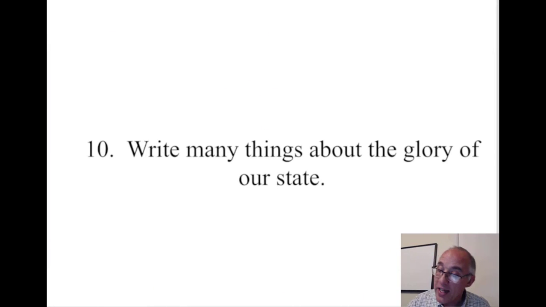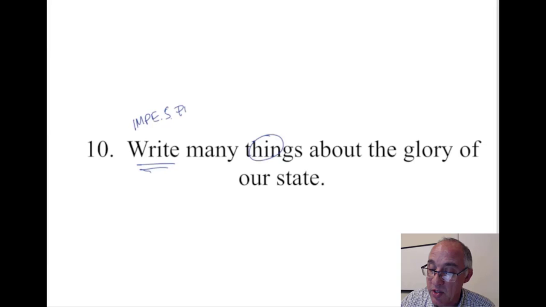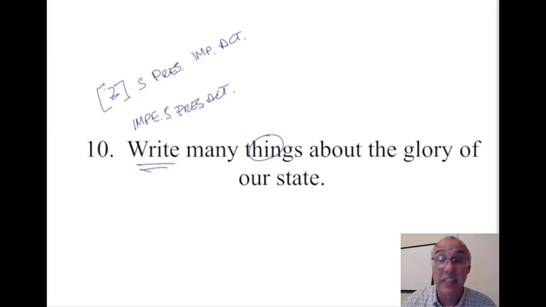Number 10, write many things about the glory of our state. Write things. This is your imperative. Aha, I see it's a command. Imperative. We have to decide. Singular, I'm going to pick singular. It's the imperative, singular, present, active. Let's do this right. Second person implied. Second person, singular, present, imperative, active. There we go. I've been consistent there.